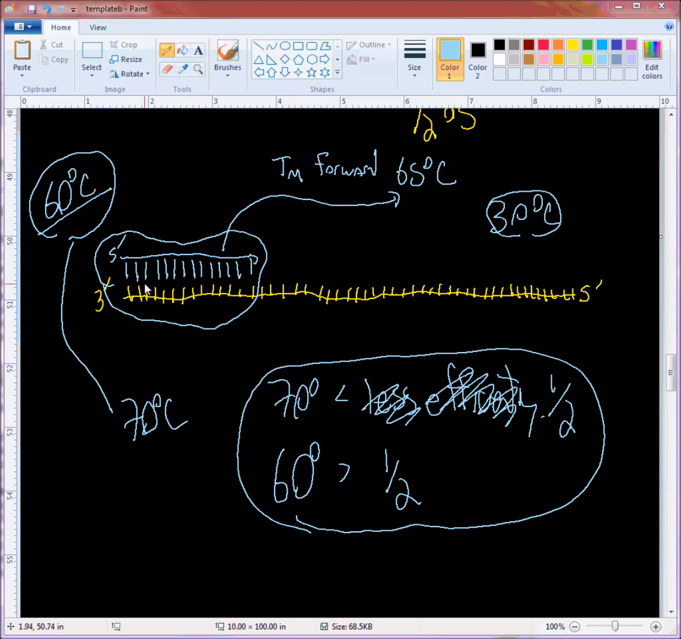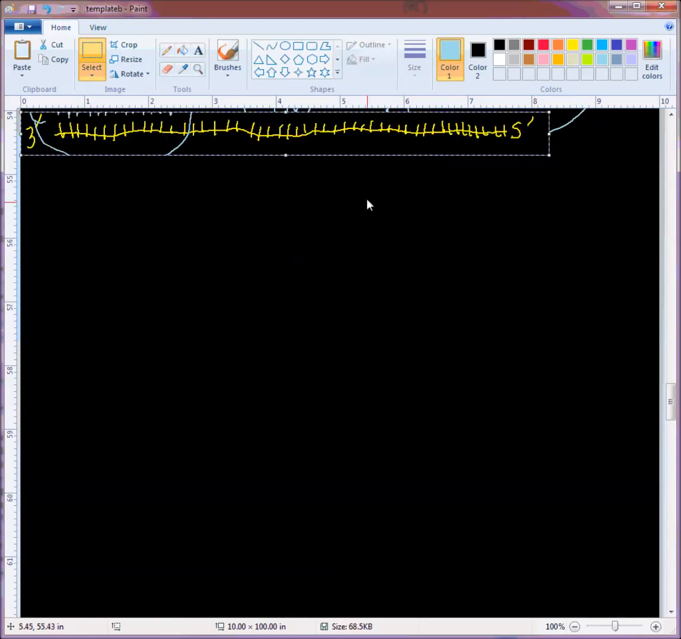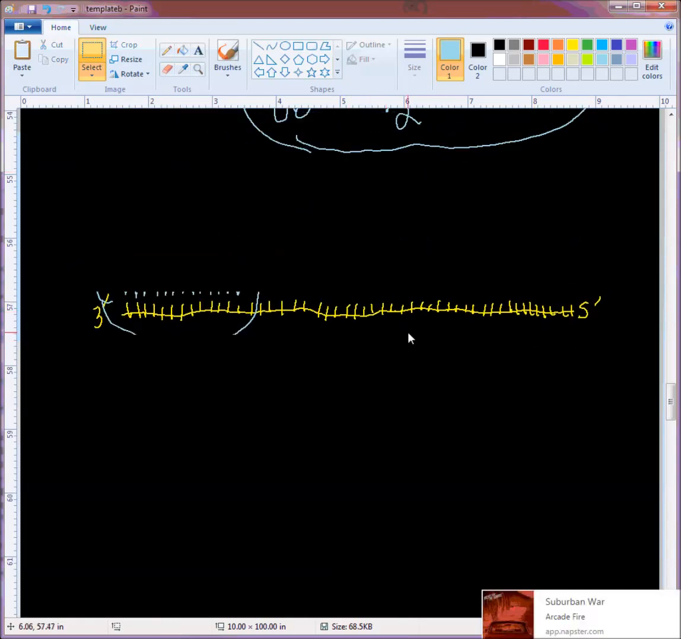And I said I was going to copy this and paste it, but I forgot. So let's see if I can copy this strand right here. It's going to be a little messy, but that's okay.